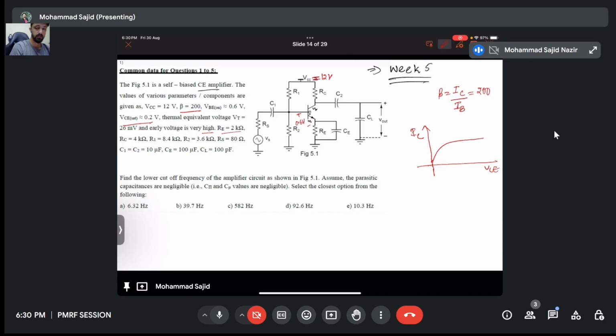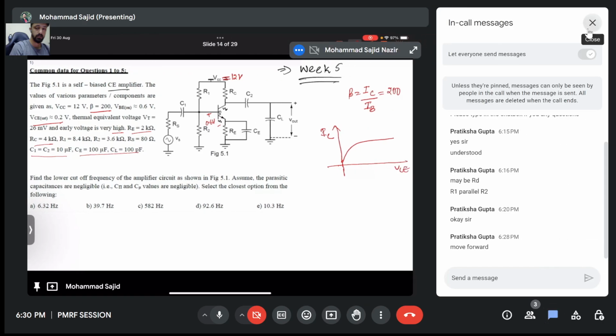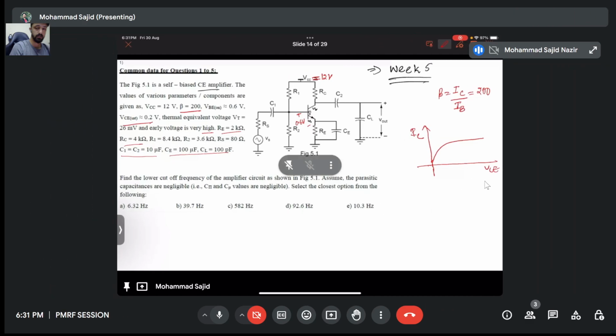RE, RC, R1, R2, and all these values are given. C1, C2. Find the lower cutoff frequencies. Now the question: find the lower cutoff frequency of the amplifier, assuming the parasitic capacitances, that is C pi and C mu, are negligible. Select the closest option from the following.